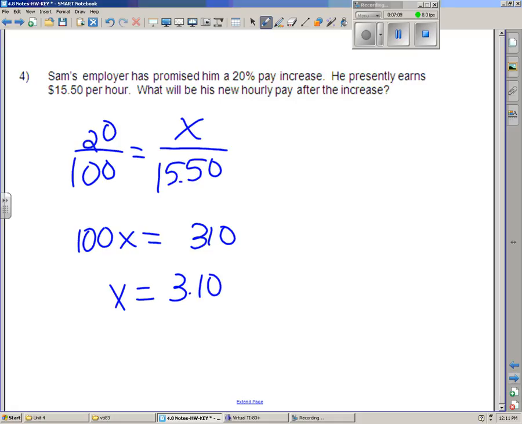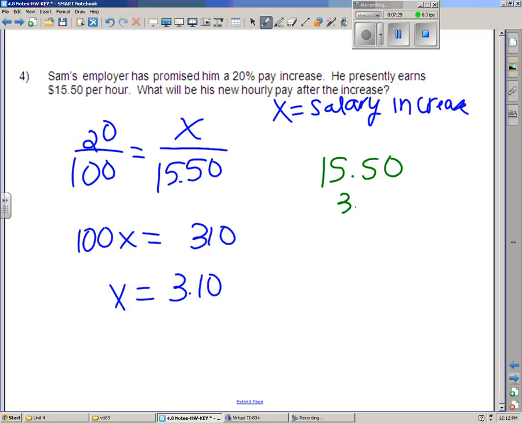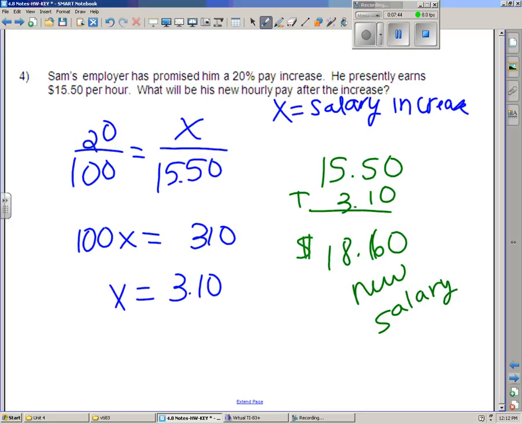It's 3.1, but remember, we're talking about money, so you need dollars and cents. So he's not going to have $3.10 as his new salary. What we just found was his salary increase. So what we found is his salary increase, which means if we know that his starting salary was $15.50, he's getting a $3.10 increase. His new hourly wage is going to be $18.60. New salary, or new hourly wage, however you want to do it. So new hourly.